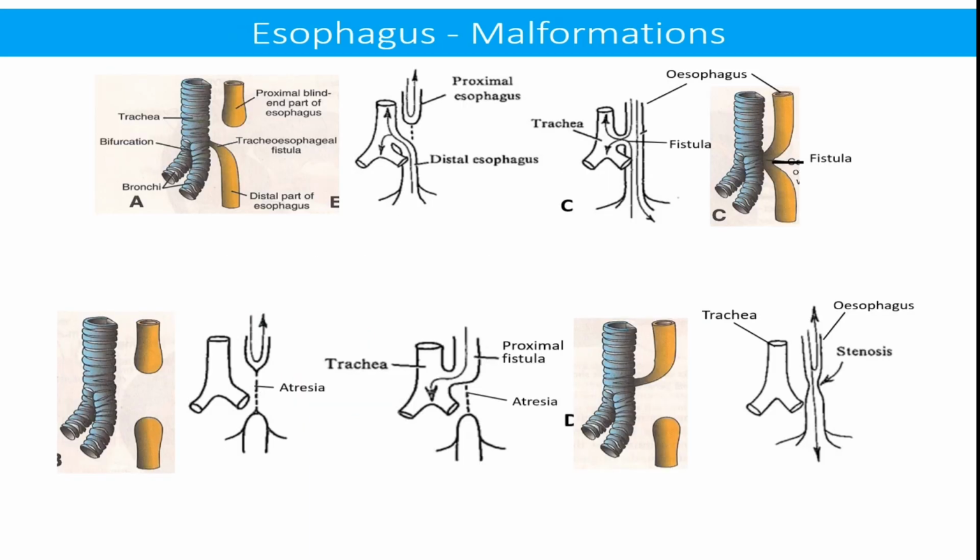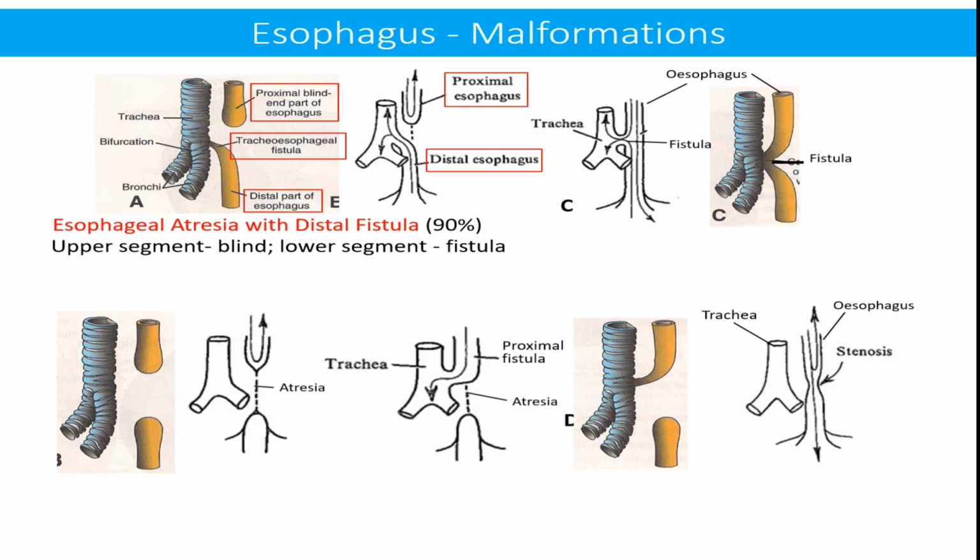Esophageal malformations comprise, number one, esophageal atresia with distal fistula, which comprises 90% of the cases. In this variety, the upper segment ends blindly, whereas the lower segment lumen is continuous with the lumen of the trachea in the shape of a tracheoesophageal fistula. The newborn presents with excessive salivation, vomiting, coughing, choking, and cyanosis.